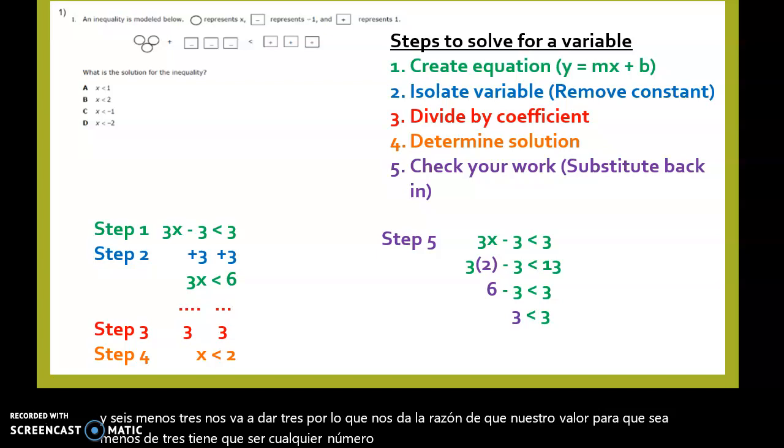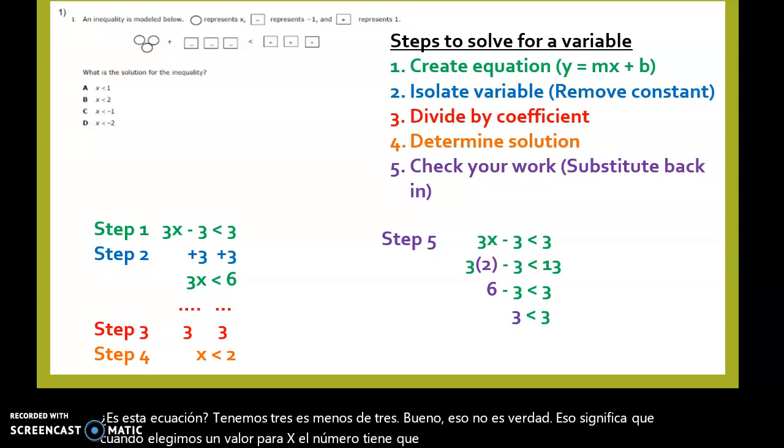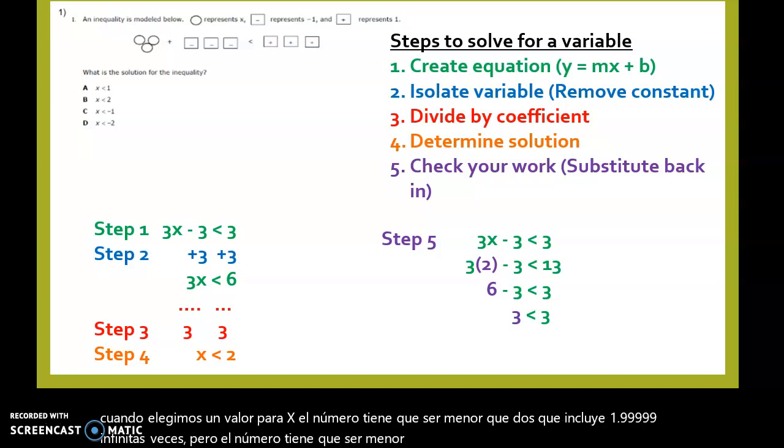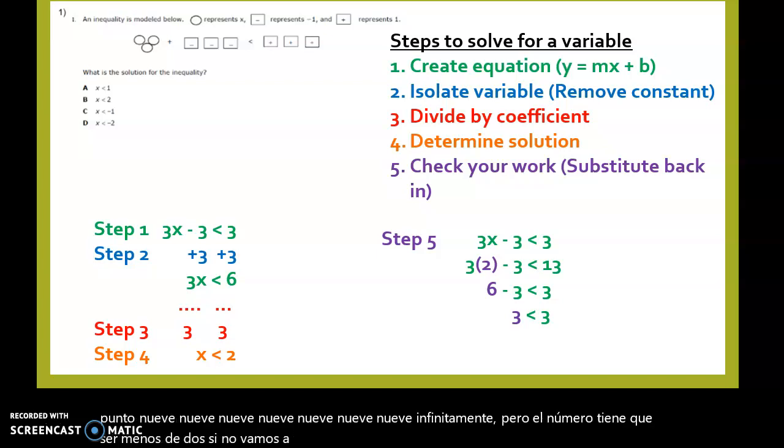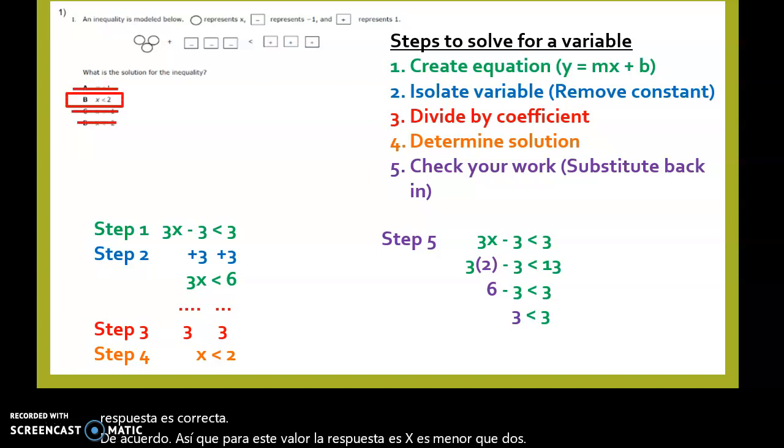All right? So, in this equation, we have 3 is less than 3. Well, that's not true. So that means that when we pick a value for x, the number has to be less than 2, which includes 1.99999 infinite times, but the number has to be less than 2. If not, we're going to get a value that is equal to, and that is not the sign we have. All right? So this only further emphasizes that our answer is correct. Okay? So for this value, the answer is x is less than 2, and the rest of the answers are incorrect. Okay?